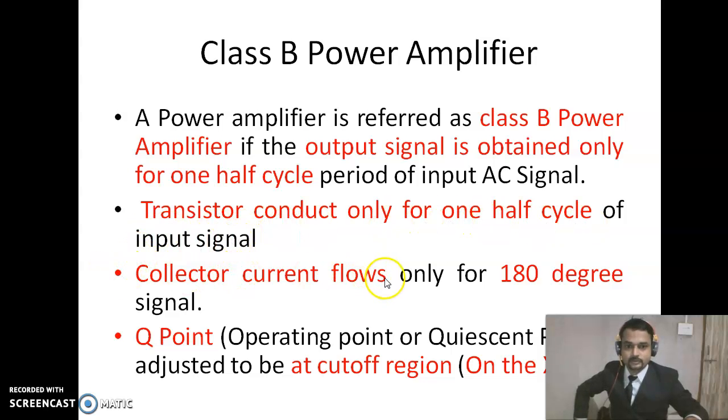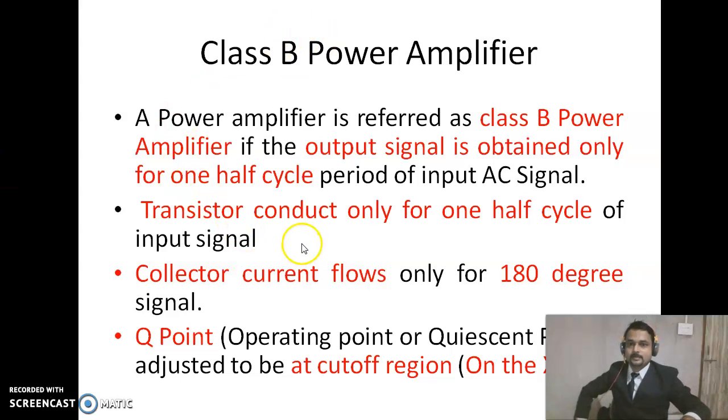The collector current flows only for 180 degrees of the signal, and the Q point, the quiescent operating point of the transistor, is adjusted in the cutoff region on the x-axis. So in the Class B power amplifier, it operates for only the positive half cycle of the input signal. During the negative half cycle of the input signal, the transistor will be in the cutoff region, in the off state. Only during the positive half cycle will the transistor be in the on state. So the Class B power amplifier works for only the positive half cycle of base current.